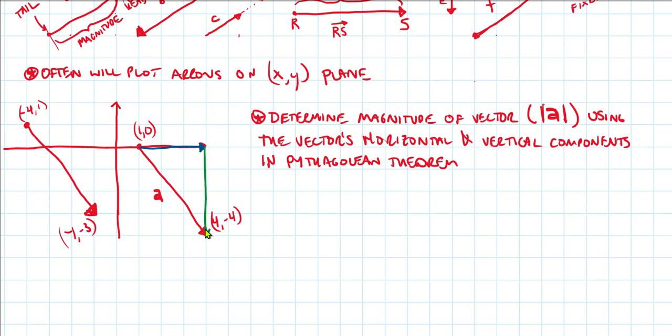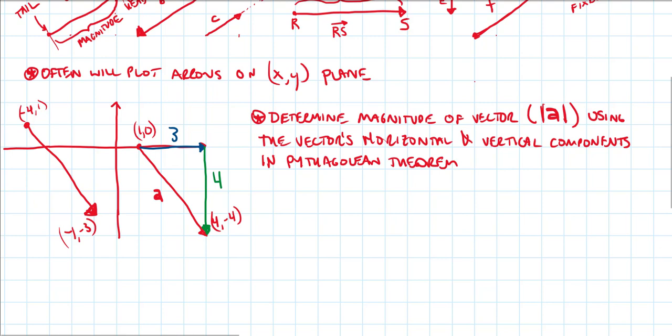So what I said was that to get from the tail to the head, what we do is we go 3 horizontal units to the right, and then we go 4 units down. So technically that's down 4 units, but I'm just going to put 4 for now because we're dealing with distances, and distances don't have signs, don't have negatives and positives. So we're going 3 to the right, 4 down.